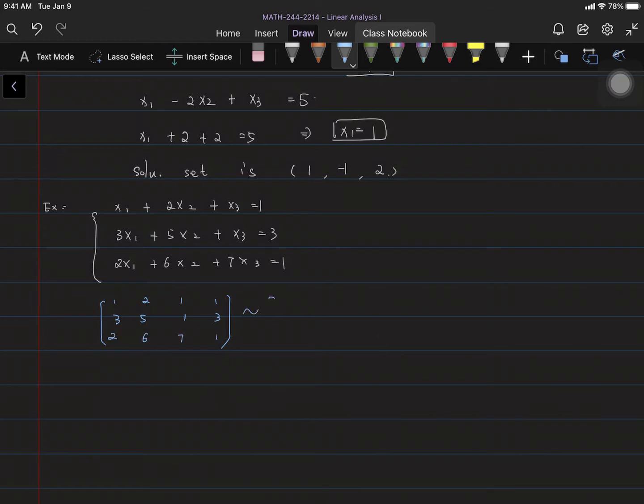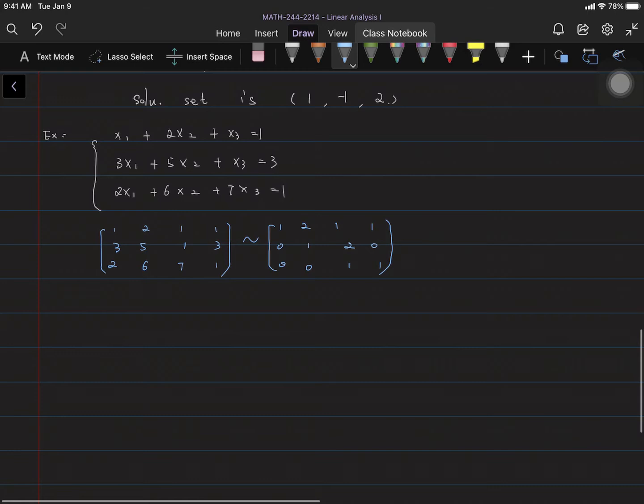Reduce into row echelon form. I skip the middle steps. Okay, the row echelon form of this one is pretty easy. 0, 0, 1, 1. So you can see the last row means x3 is 1. And x2 equals -2x3, so it should be -2. And solve x1. x1 actually is 4. Okay, that is the solution.